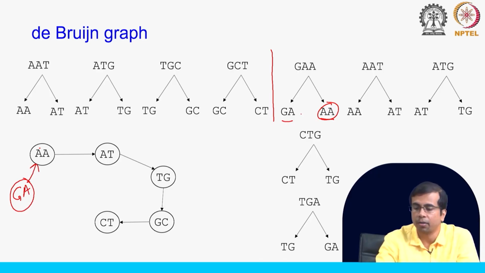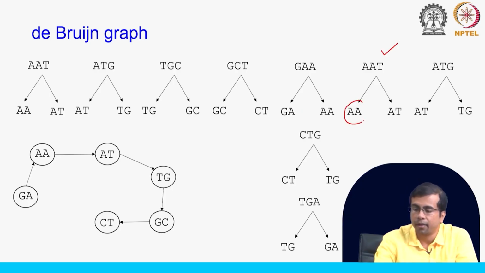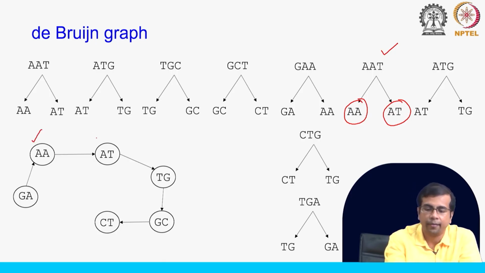So, the direction is always from the left to the right, k minus 1 mers, for the reason that we have already discussed. Okay. So, what we do is we have added this, and we can now go into this one, AAT. For AAT, what you see is that we have the AA k minus 1 mer and the AT k minus 1 mer. If you check the overlap graph, you will see that both these nodes exist in the graph. You have AA and you also have AT.